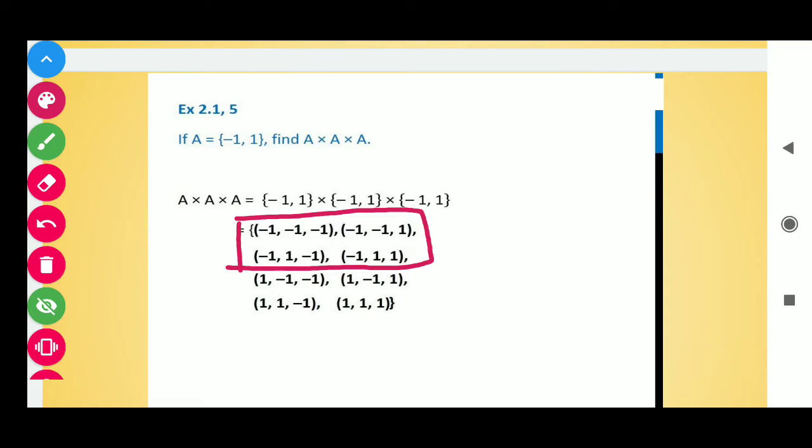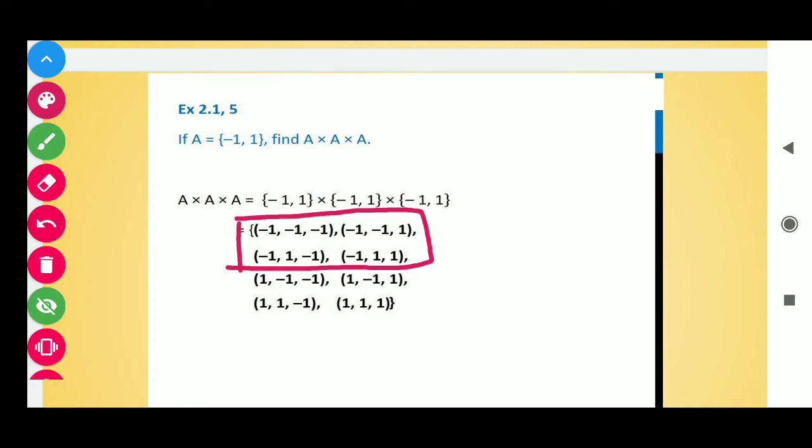I repeat this. First, fix the first element minus 1 and then do arrangement of the numbers minus 1 and 1 in the second and third position. Now, similarly, take the second element, which is 1. So, students, put 1 in the first position and copy down the second and third elements as they are. In this way, you will get a total of 8 elements.